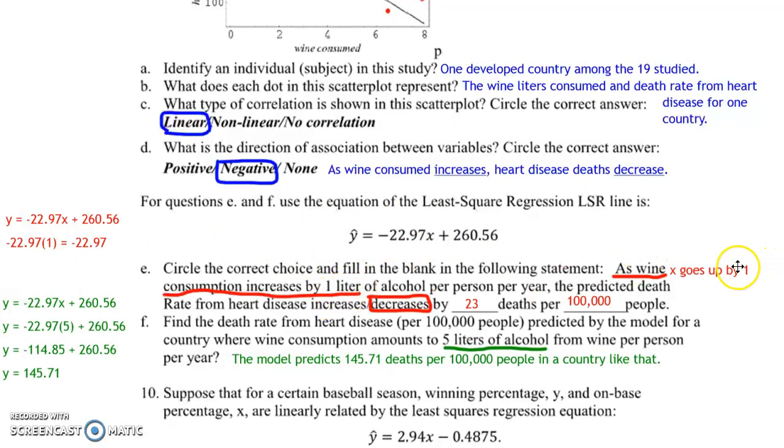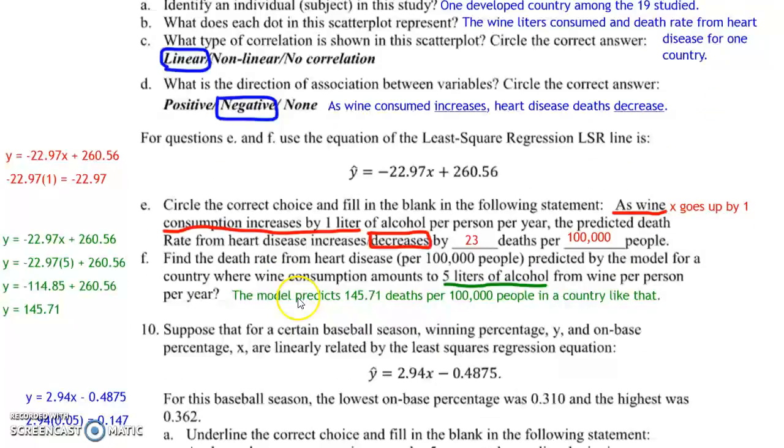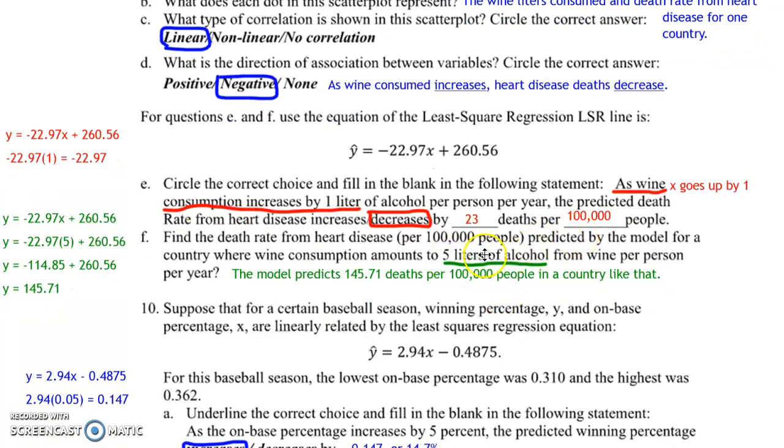If we increase the alcohol by 1 liter, which means X goes up by 1, we're asked to figure out what happens to the predicted death rate from heart disease. Well, if the X goes up by 1, this overall value is going to decrease by 22.97. So we're decreasing by 23 deaths per 100,000 people. Now keep in mind, we're writing 23 here, not 22.97, because we're predicting how many actual deaths are going to happen.